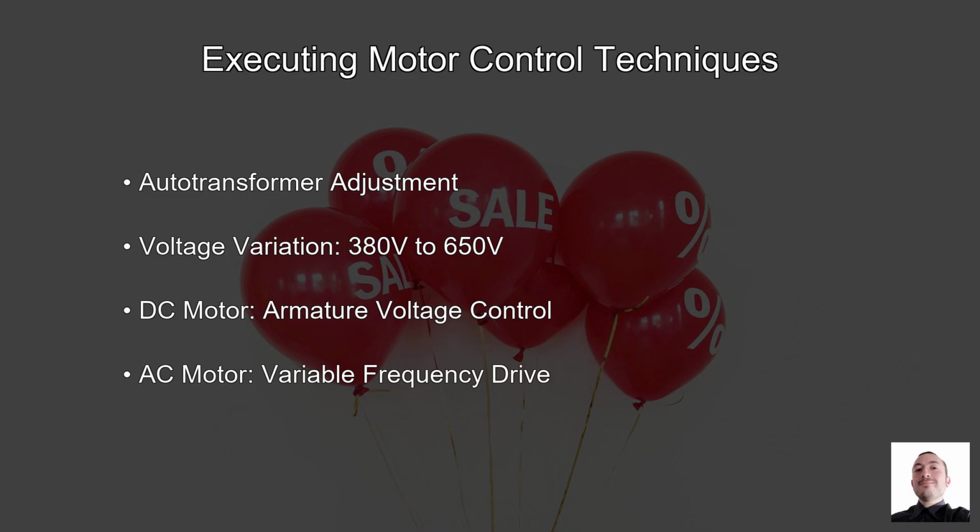You must also consider the motor type. For a DC motor, varying the voltage through an autotransformer changes the armature voltage, thus altering the speed. However, for an AC motor, you typically use a variable frequency drive to achieve smooth speed control. The key is to understand the specific motor's requirements and the implications of each control method.